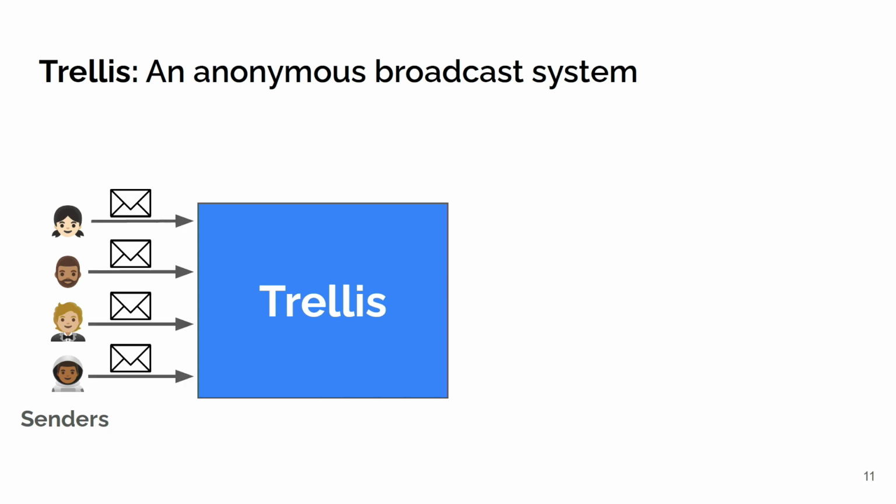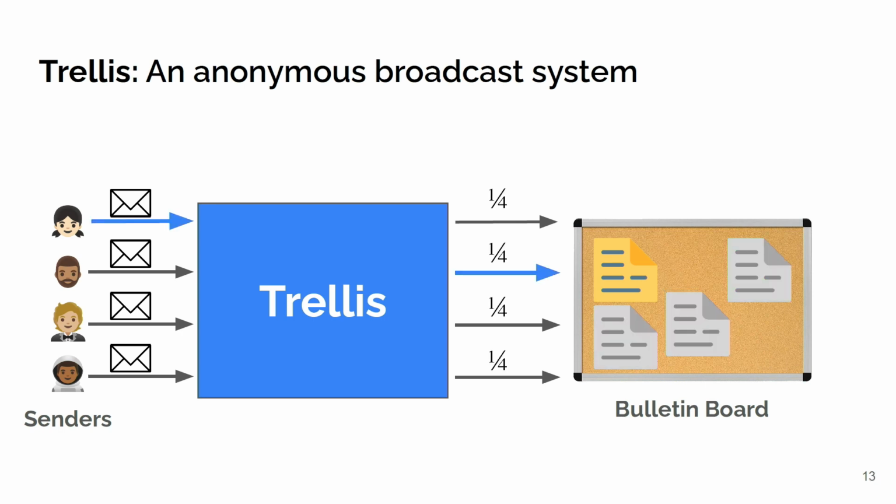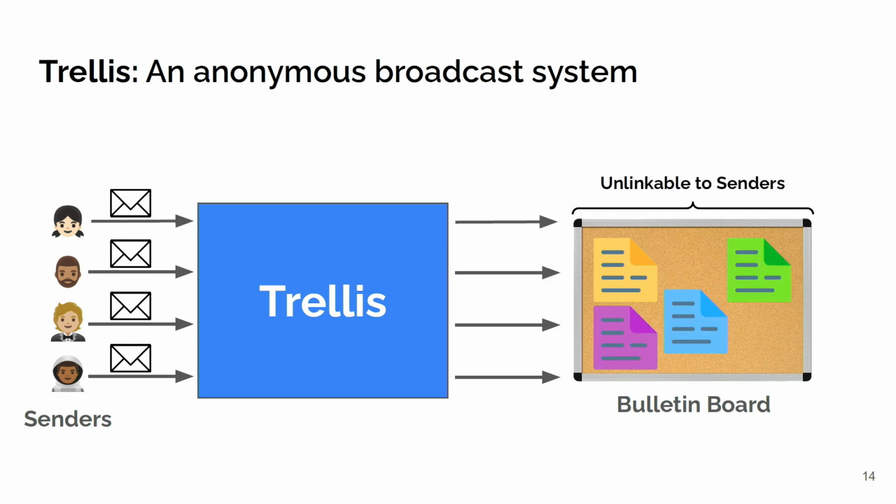You'll have senders who will send messages into Trellis, and then Trellis will output those messages onto the bulletin board. What we want to happen is that each message on the bulletin board should have equal probability of coming from any of the senders in the view of the adversary. And when that happens, we say that the messages are unlinkable to the senders.